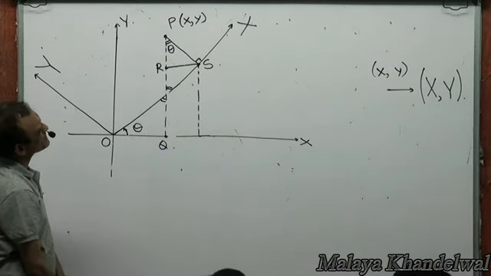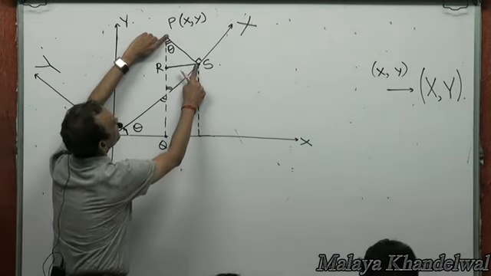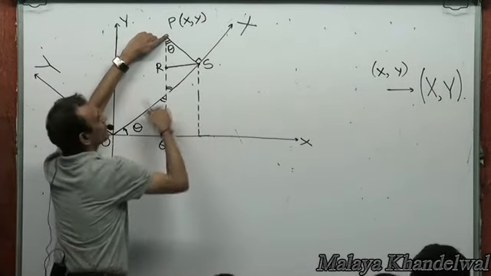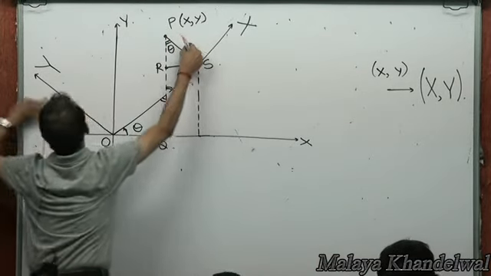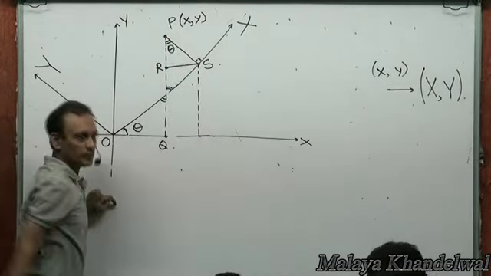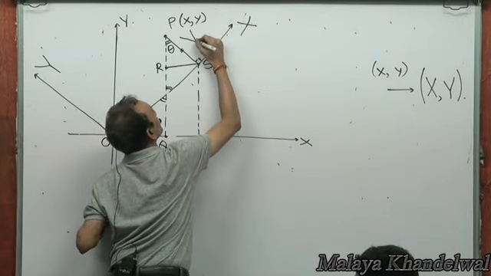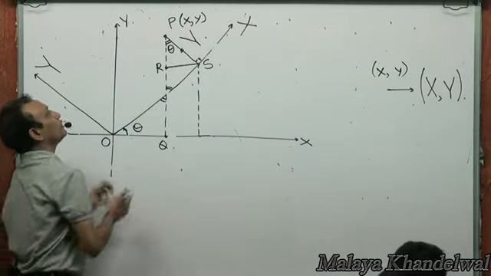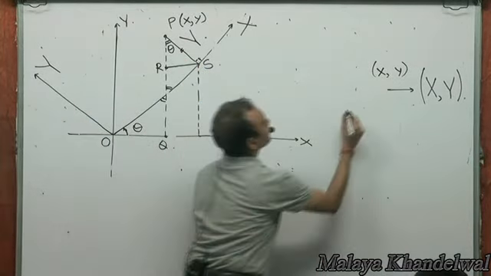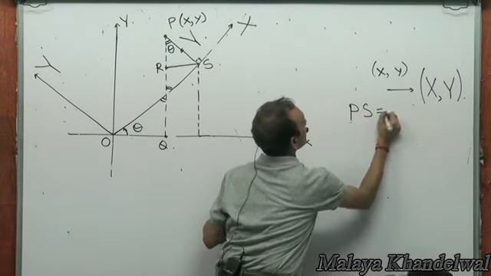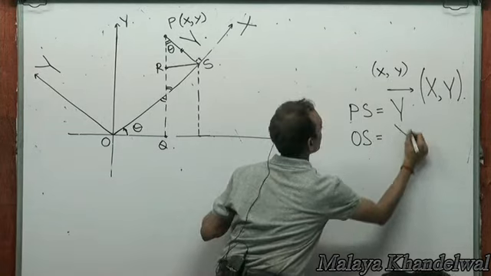What is PS? Can I say it's capital Y for the point P? Distance from capital X, this will be capital Y parallel to this, right? So PS would be capital Y. For the point P, can I say OS is capital X? Right? PS is capital Y. OS is capital X.